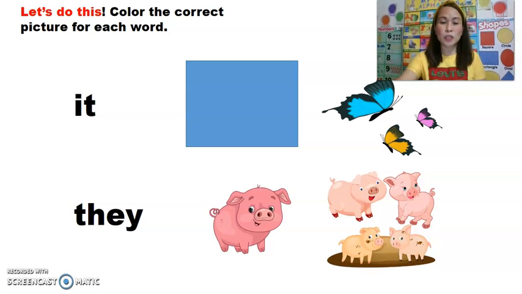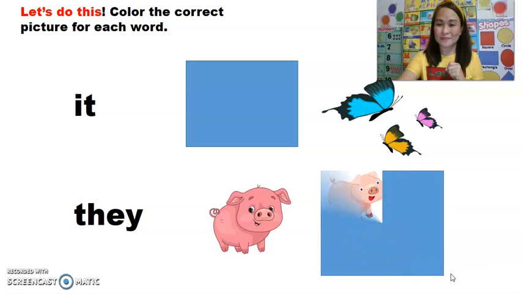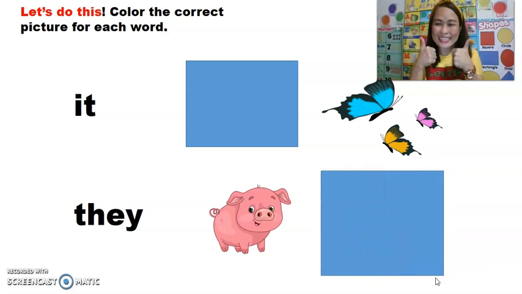Great. Okay, how about number two? The word is they. They. Now, when do we use the word they? Which do you think is the correct? Of course, the many pigs, because we use the word they when we are referring to many animals. Right? Okay, let's color it. Great, kids.